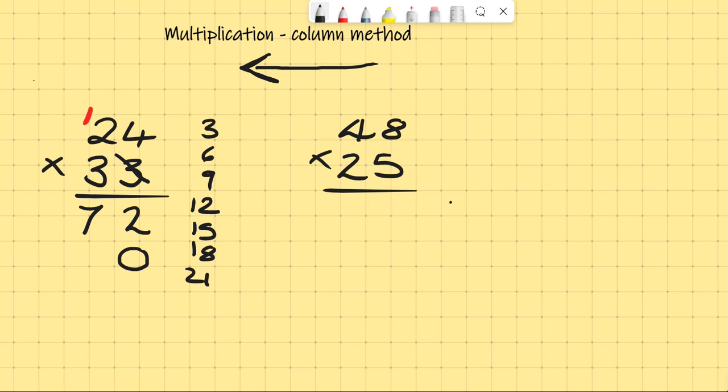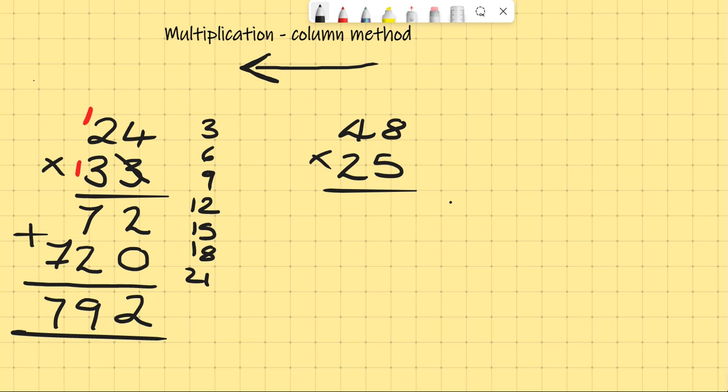So 4 3s, again, 12. Carry that 1. And then you've got 3 2s, or 2 3s, which is 6, add the 1, 7. So this turns into an addition now. 2 plus 0 is 2, 7, 8, 9, add 7. So 24 times 33 is 792.